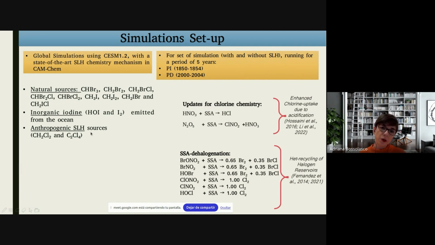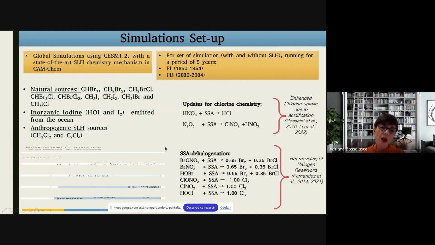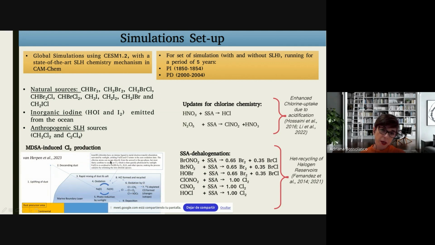Our model includes both natural and anthropogenic sources for SLH. Furthermore, we also include the heterogeneous recycling of inorganic halogen reservoirs on sea salt aerosols. And we also update in CAM-Chem the production of chlorine from mineral dust sea salt aerosol. This is a picture of this mechanism, which was based on the work of Van Herpen et al. 2023.